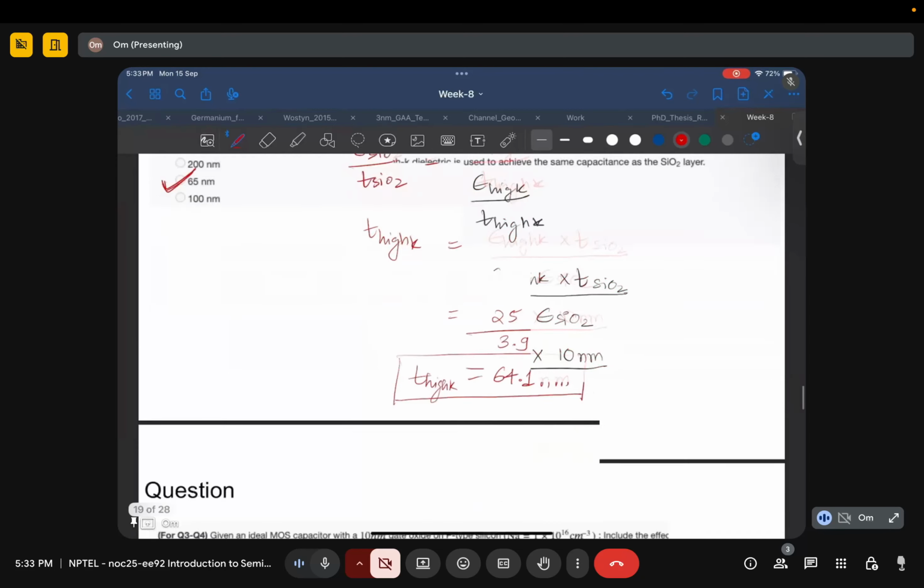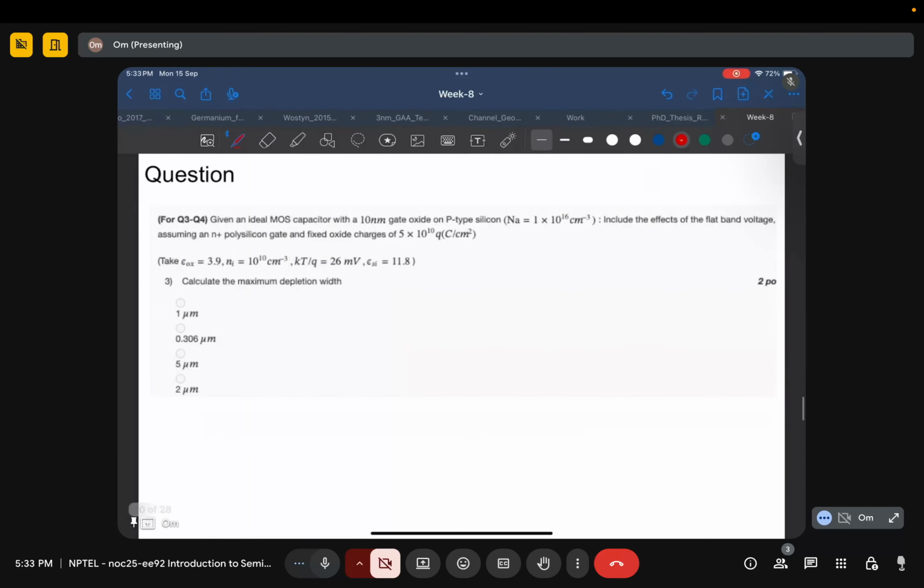Okay, so next question. Given an ideal MOS capacitor with 10 nanometer gate oxide on p-type silicon, calculate the maximum depletion width.